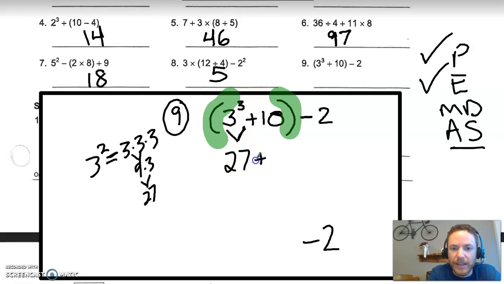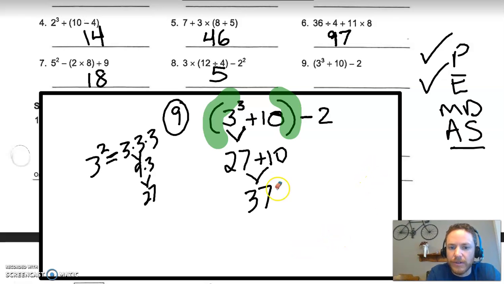Then I have to add the 10. 27 plus 10 makes 37. And then I already showed you earlier, the very last thing we do is subtract the 2. 37 minus 2 is 35.